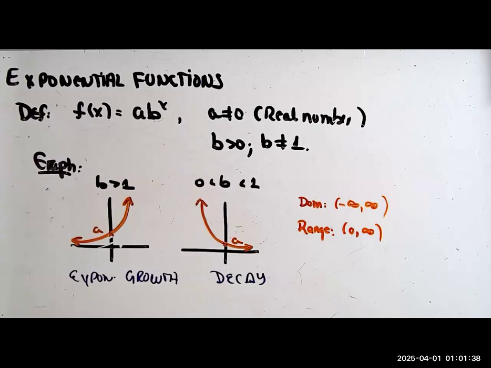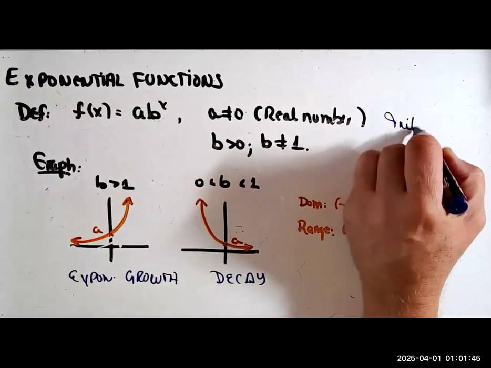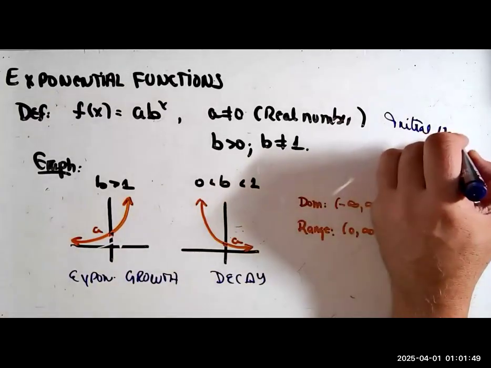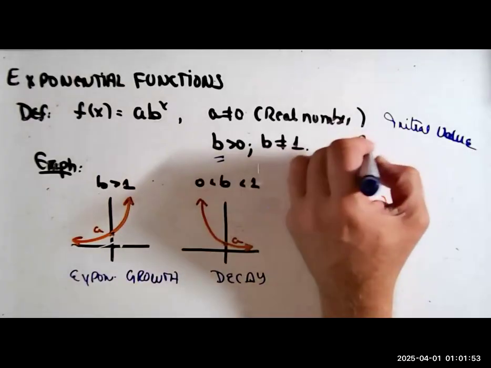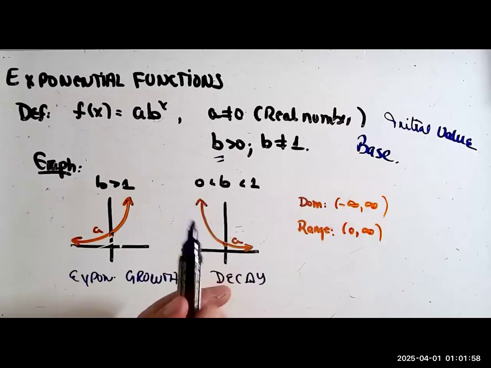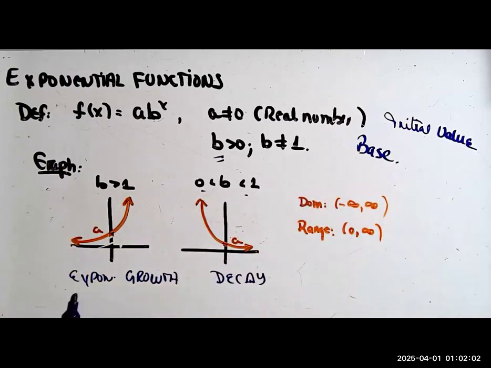Let's talk about a in this case. A is called the initial value, that's your seed, and of course it is your y-intercept. And b is called the base. So the base is always positive and it cannot be 1. If the base is between 0 and 1, it represents an exponential decay. If b is bigger than 1, it represents an exponential growth.